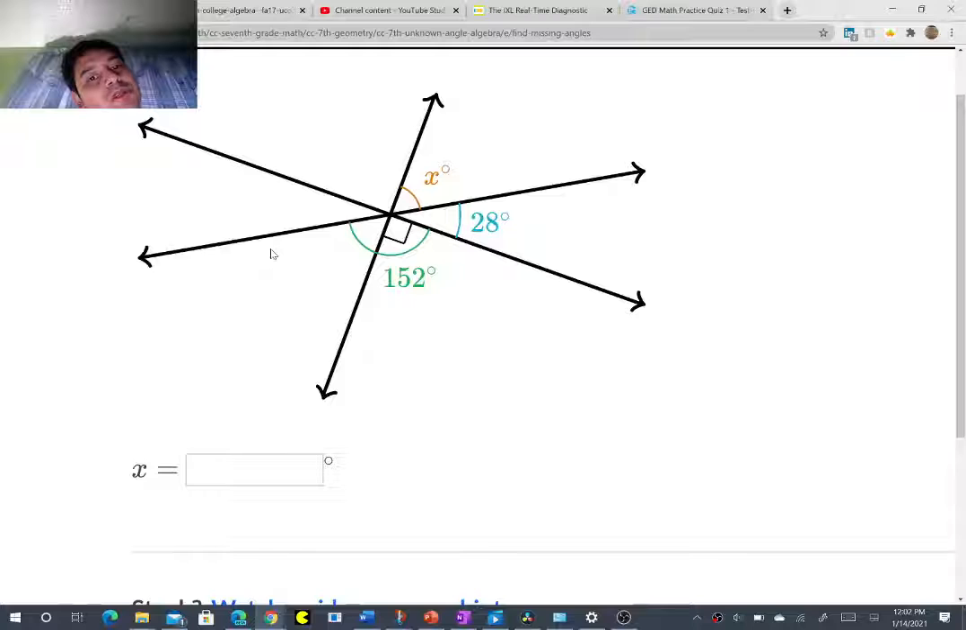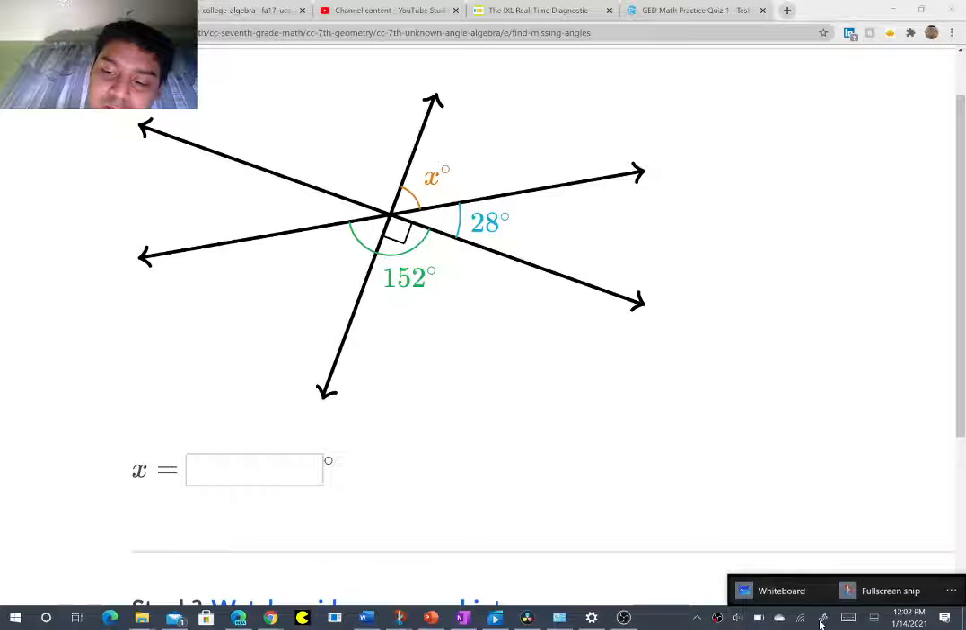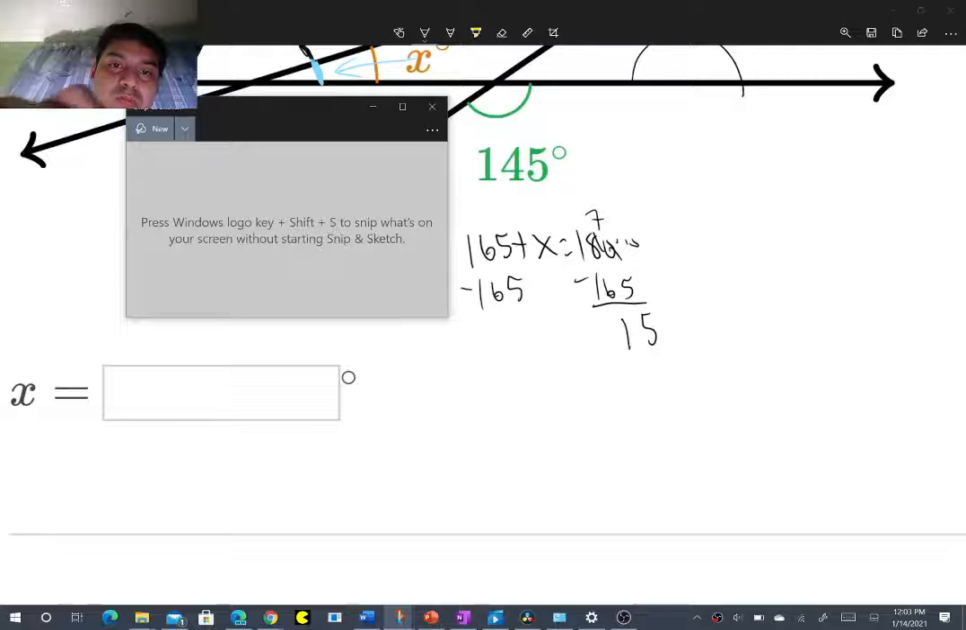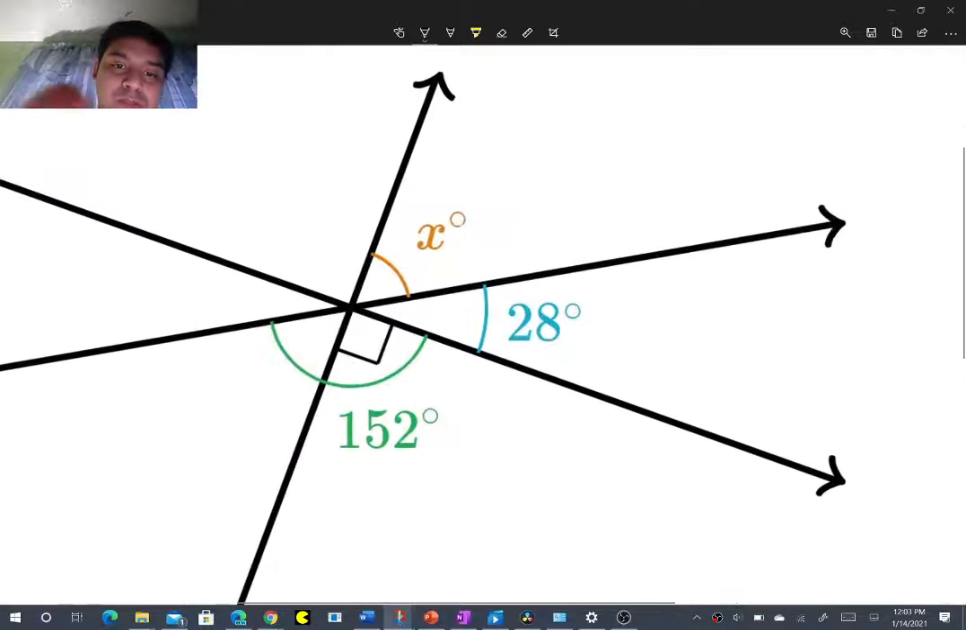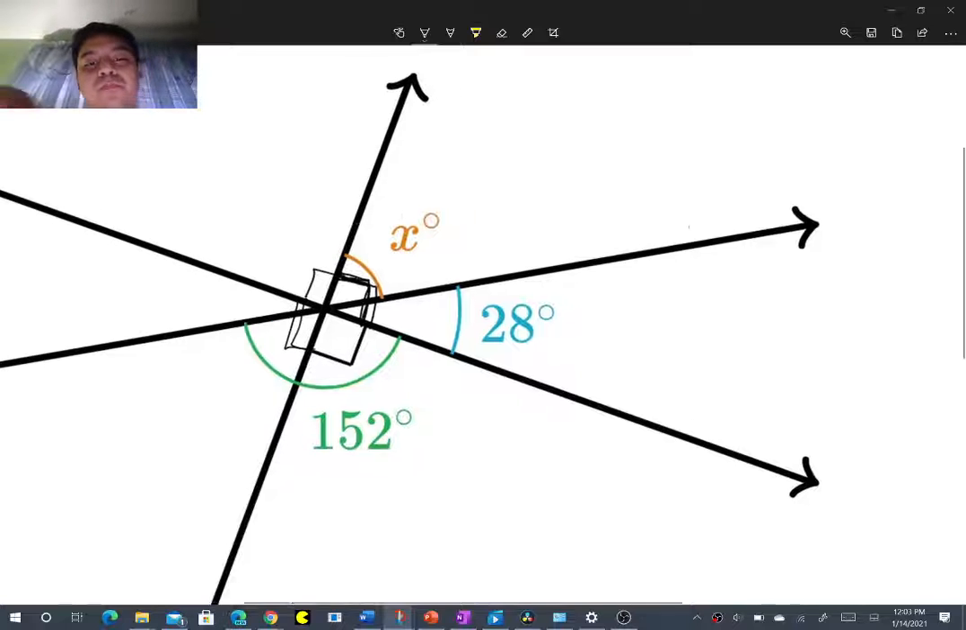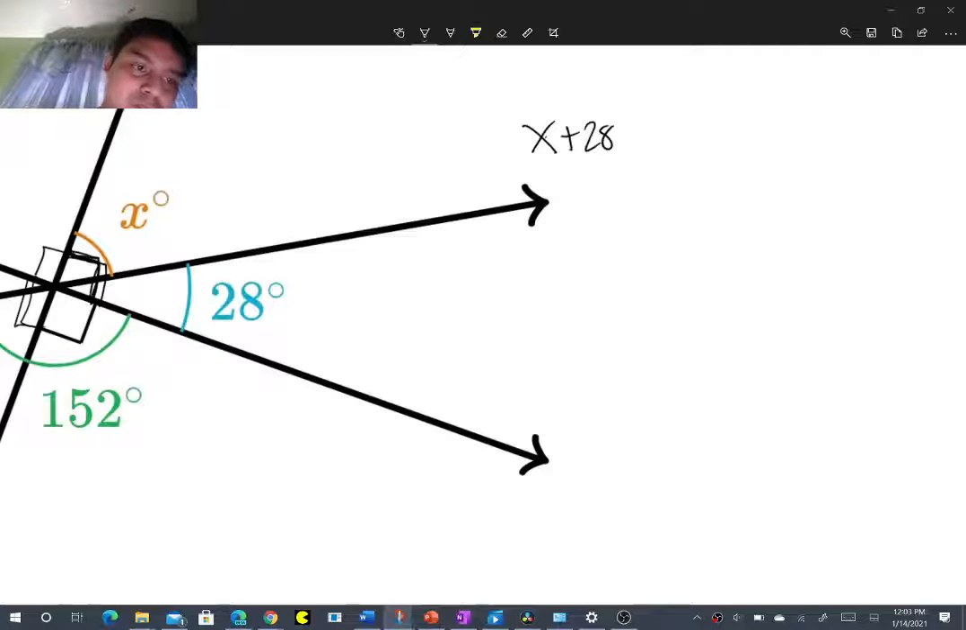Okay. This one's the same thing as the complementary angles that we were doing in the other video. So again, you don't have to pay attention to this. What this one is saying is that we have a 90-degree angle here, because all of these are 90-degree angles. Okay. So we have x plus 28 equals 90. So if we subtract 28 on both sides, we get x equals 72 degrees.